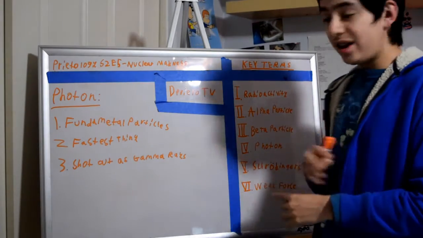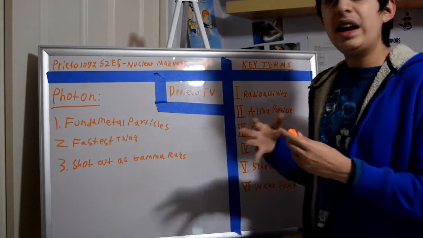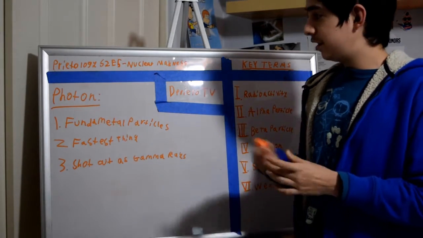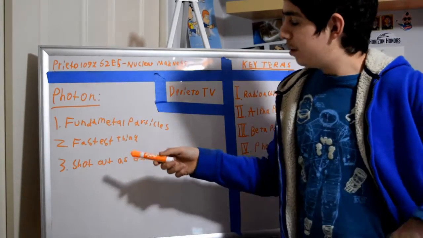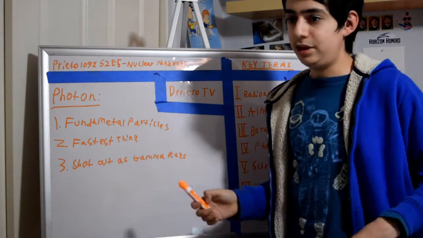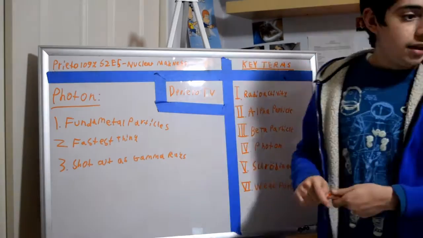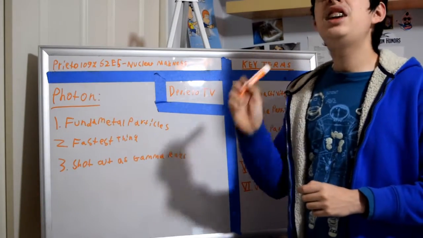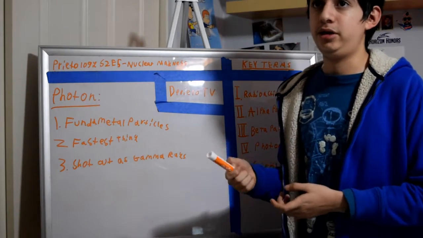This is usually shot out of radioactive nuclei as gamma rays, very high energy photons. These can also be listed as gamma particles, so there's alpha, beta, and gamma particles. But mostly people like to call them gamma rays because it's much simpler. So a high energy photon is a gamma particle. This is the fastest thing in the universe because it has no mass and moves at the speed of light, which is the fastest thing.